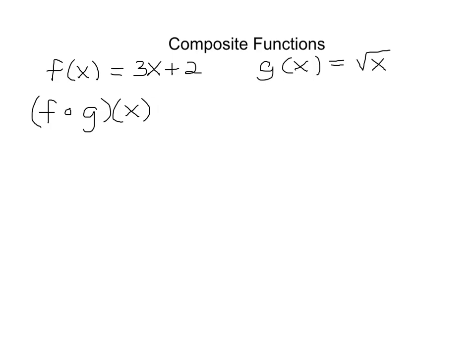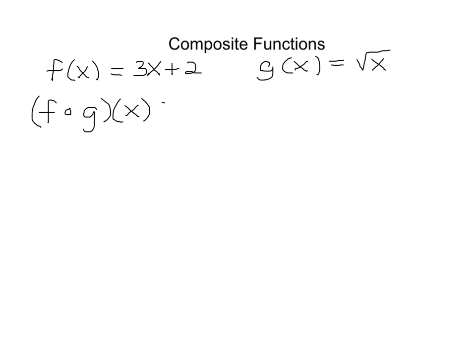For this problem, we're asked to find the composite of two different functions in both directions, as well as the composite's domain. So we start with the first function, f of x is 3x plus 2, second function, g of x is square root of x, and we're going to compose f of g of x. So that little circle there means composition, it's not the letter O.